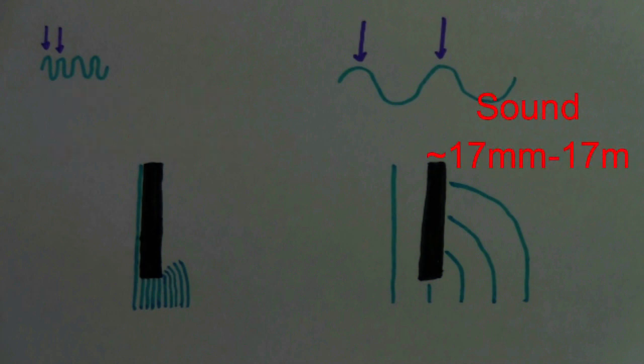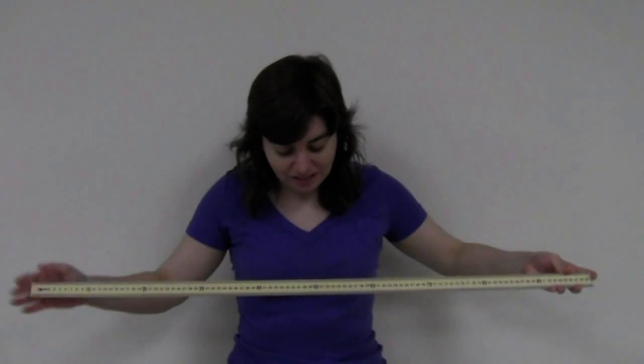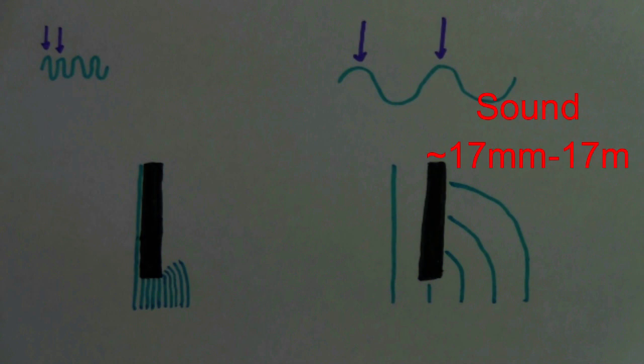In contrast, the wavelengths of sound that humans can hear in air range from 17 millimeters to 17 meters. That's anywhere from about this to 17 of these sticks. Definitely much larger, and definitely belongs over on the right-hand side with our big wavelengths. And so this difference between the wavelengths of sound and light explains why you can hear someone around a corner, because the diffracted waves do reach you, but you cannot see someone around a corner because the diffracted waves do not reach you.